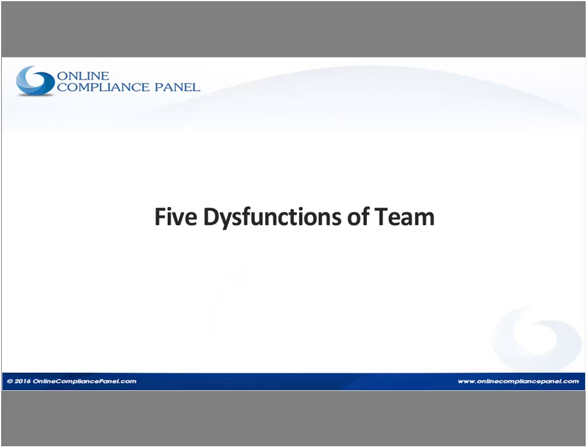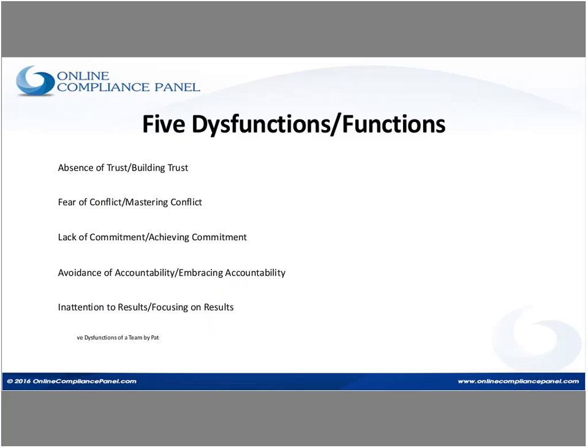So we're moving on to the 5 dysfunctions of a team. So these are Patrick Lencioni's 5 dysfunctions and functions of a team. What we see on teams sometimes is an absence of trust, and what we want to move toward is building trust. And what Patrick Lencioni talks about is without building trust in a team, there's no way a team can master conflict. So in order to master conflict, you need to build trust.